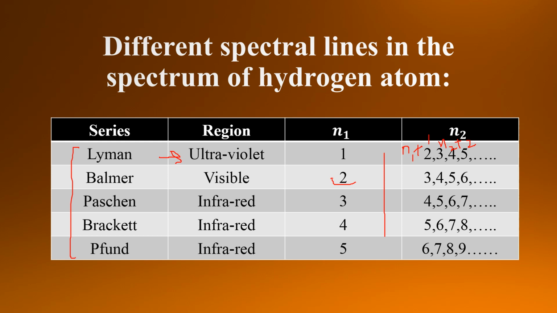Come to the Paschen series. The region for Paschen series is infrared. N1 is 3 and N2 will be N1 plus 1 and so on. So it is 4, 5, 6 and 7.